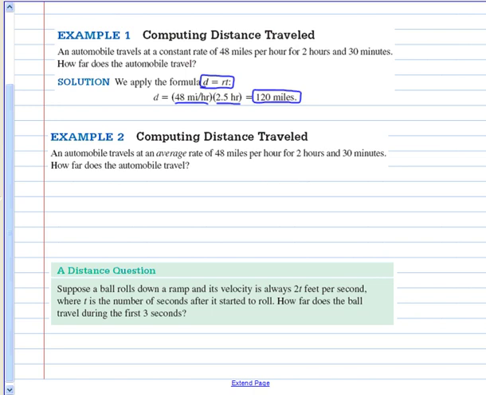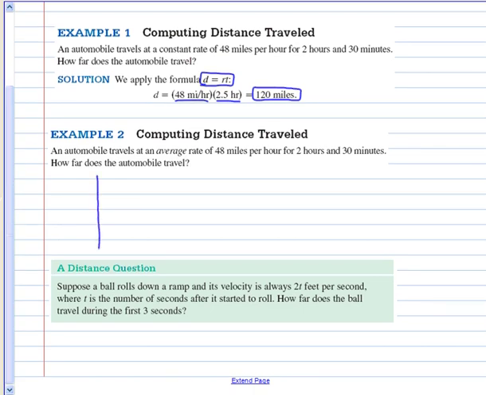Well, let's see if we can use a graph to help us get the same answer, like we used a graph in Section 1 to help us understand rate of change. If we look at a graph where we make our x-axis the time, so this will be our t-axis, and let's make our y-axis the rate, so how fast we are going. I am going at a constant 48 miles an hour, and we do it for 2.5 hours.